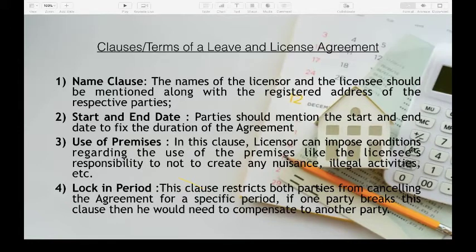So it is very important for the lessor to understand for how long the property is going to be in use for a certain specific purpose.